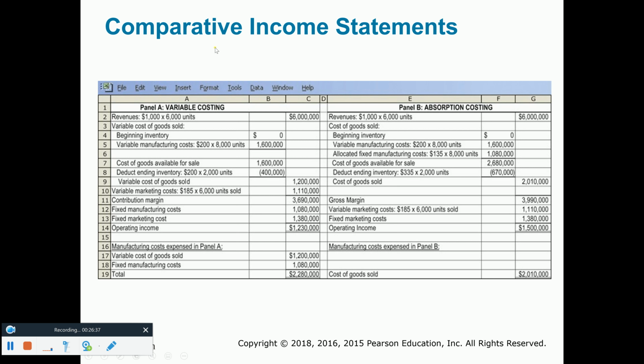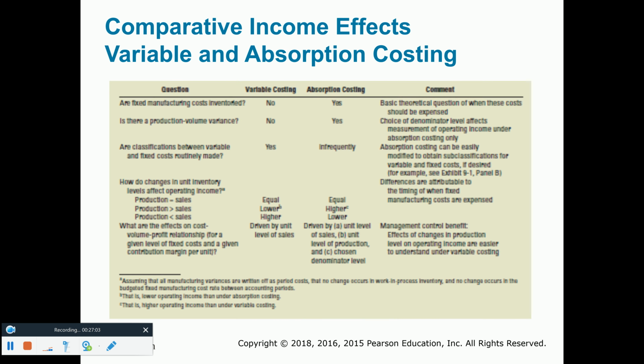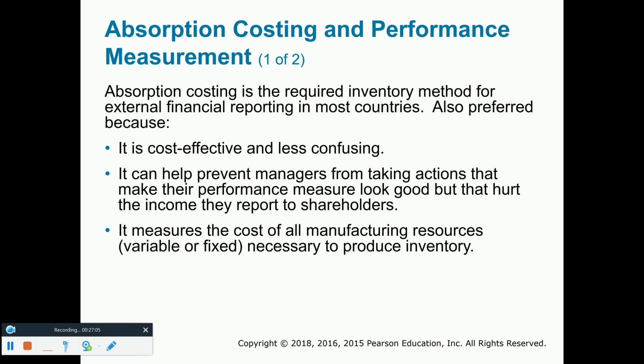So variable costing is good for internal analysis, but remember, absorption costing is required for financial statement GAAP purposes, meaning all manufacturing costs, whether variable or fixed, stick with the inventory, flow through the inventory accounts, and will not show up on the income statement until it's actually sold. That is the big deal between these two. And these next slides basically explain what I have been explaining to you.